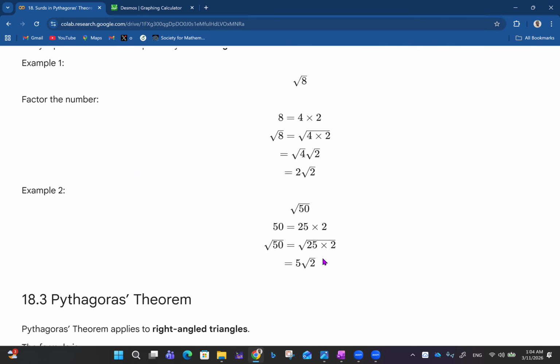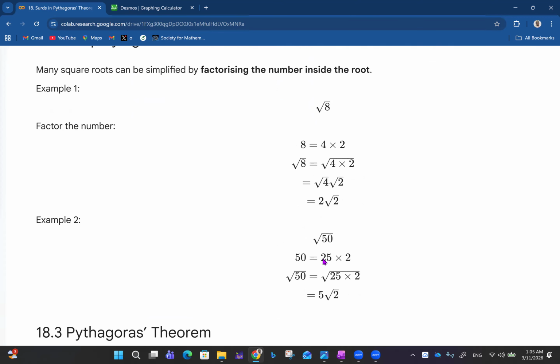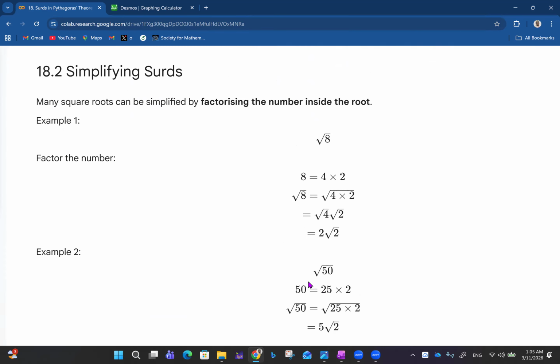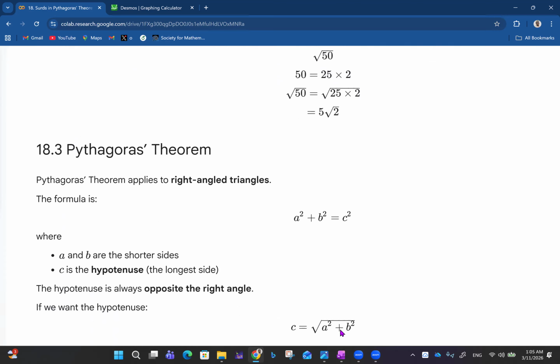You have the same kind of thing with square root of 50. For square root of 50, the biggest square that is a factor of 50 is 25. So 50 is 25 times 2. So square root of 50 is square root of 25 times 2, and square root of 25 is 5, then root 2. So we go on to have Pythagoras theorem.